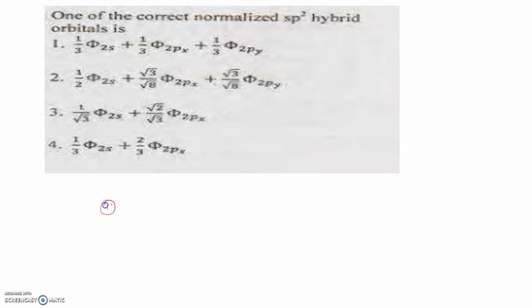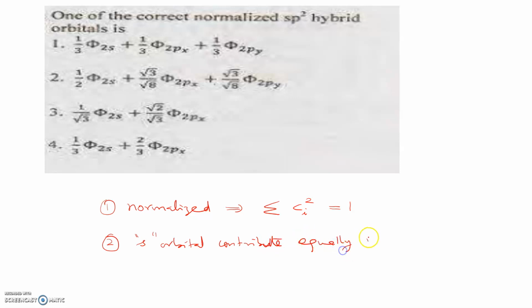Listen, it is given normalized. Remember, if the hybrid orbital is normalized, it means the sum of the squares of the coefficients should be equal to 1. And second important information, since it is a hybrid orbital, we know very well s orbital contributes equally in all hybrid orbitals. This we know. Okay, what does it indicate?